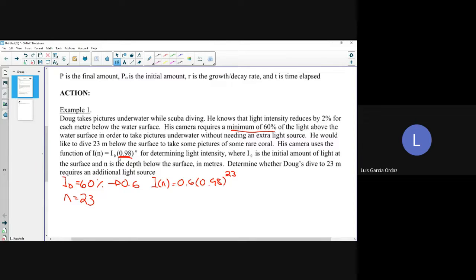So now what you're going to do is take 0.98 to the power of 23 and multiply that by 0.6. Where does the 2% come in? Oh, that's already here, the 0.98, because 1 minus 0.02 gives me 0.98. You guys get 0.37.